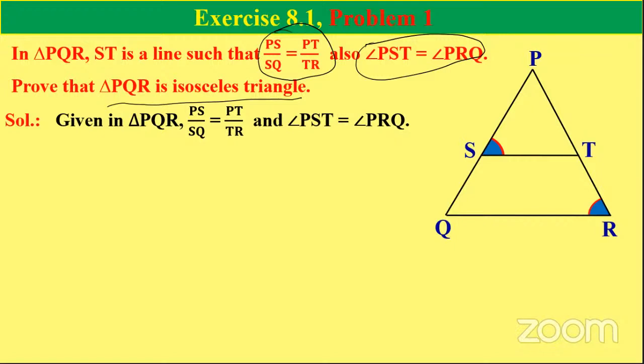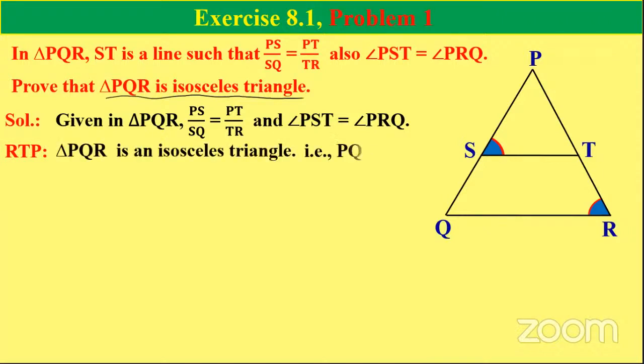So now let us switch over to this. How to prove? What is required to prove? Required to prove, RTP, is that triangle PQR is an isosceles triangle. That is, two sides are equal: PQ is equal to PR. Okay. How to prove? With the help of the given data, we will move. Otherwise, we'll go for the indirect proof. So now we'll go for the direct proof.